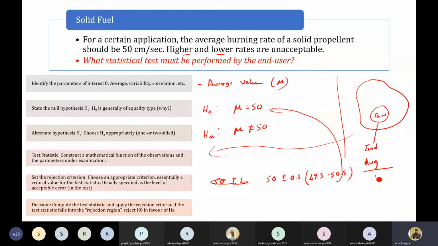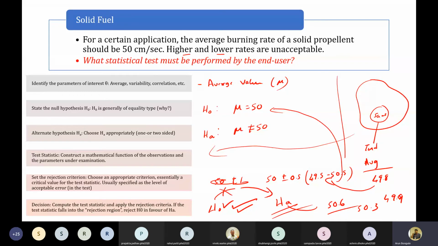So this is the range I am allowing for the null hypothesis. Now, if the average value is 49.8, which falls within the range, then the null hypothesis is accepted. If it is 49.9, again accepted. If it is 50.3, again accepted. If it goes beyond that, say 50.6, then the alternate hypothesis will come into the picture. I'll reject the null hypothesis in favor of the alternate hypothesis. This is how the complete statistical analysis of hypothesis testing is carried out.